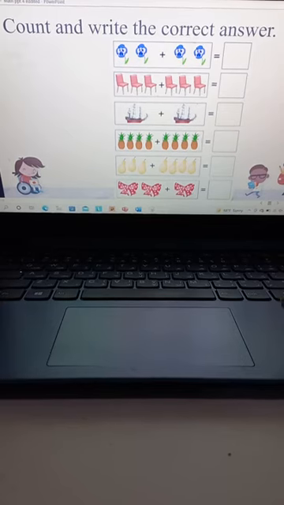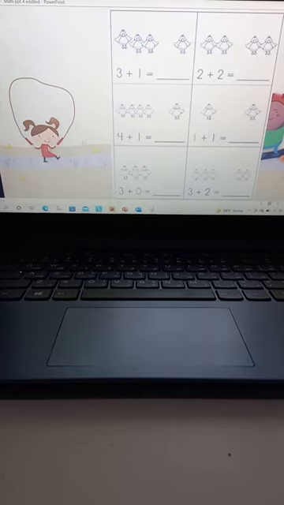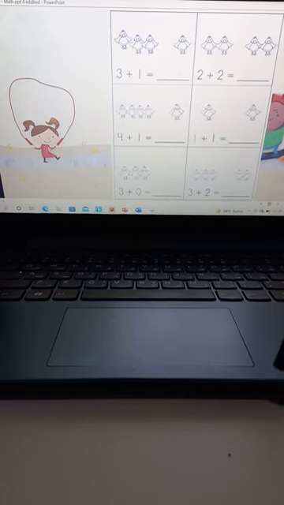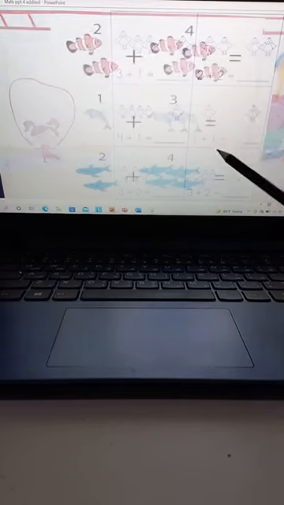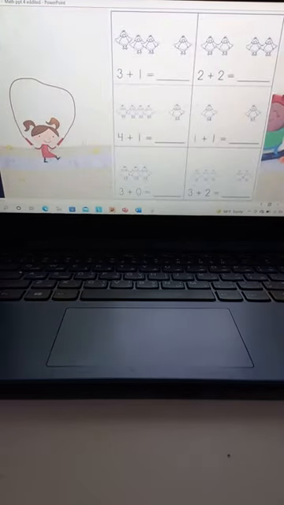Okay, so we'll go over to the next one, which will be our classwork. This is our activity. I'm going to send you a picture of this. You will do this and send it back to me. So this will be our classwork. Do it and send it back.